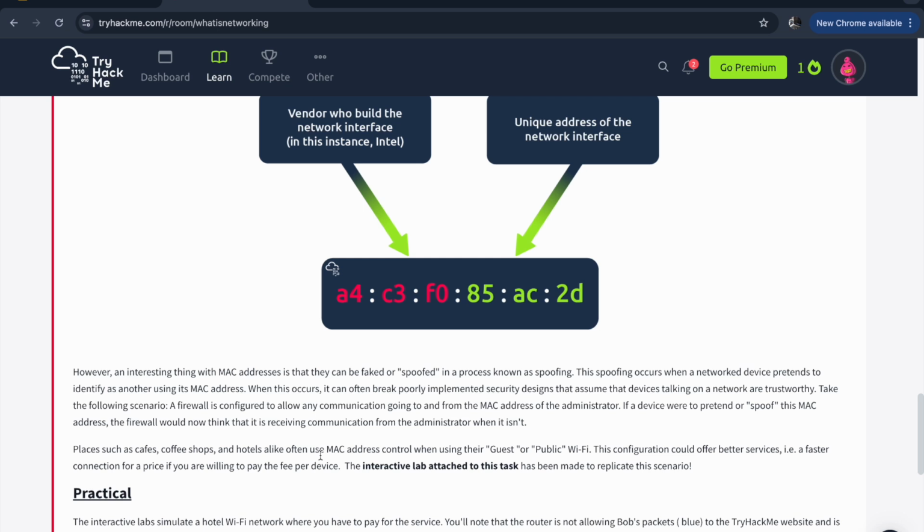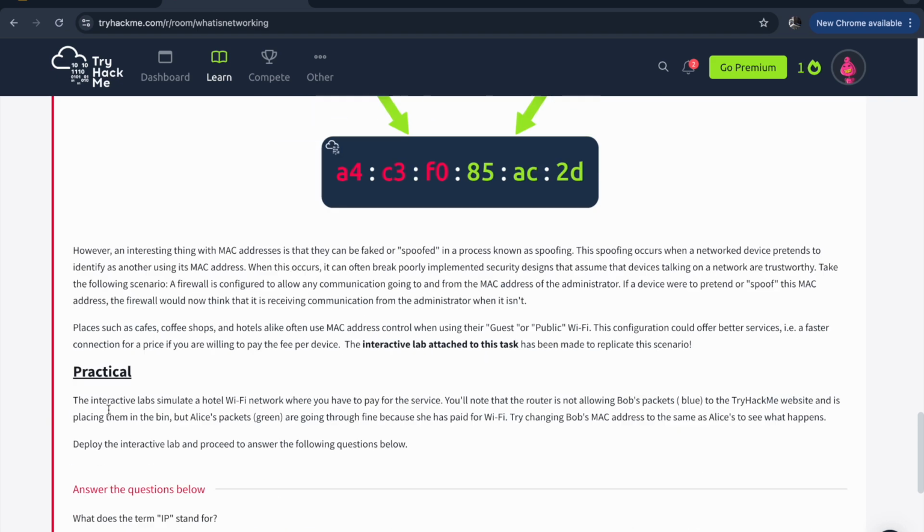Places such as cafes, coffee shops, and hotels often use MAC address control when offering guest or public Wi-Fi. This configuration could offer better services, for example faster connections for a price if you're willing to pay the fee per device. The interactive lab attached to this task has been made to replicate this scenario.